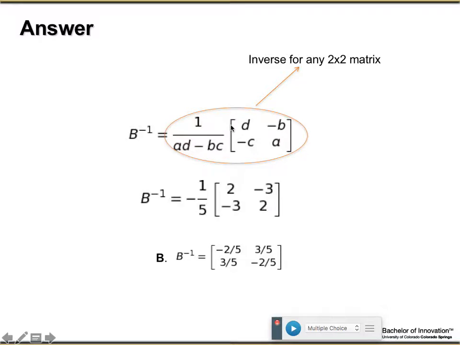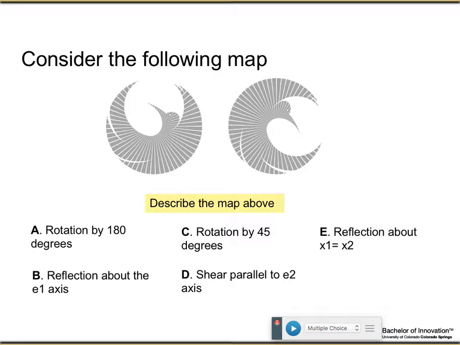Okay, so now for some questions that some of you say you're struggling with. What happens visually? And I want you to get some intuition. So I want you to figure out how to describe the map that maps this one to that one.